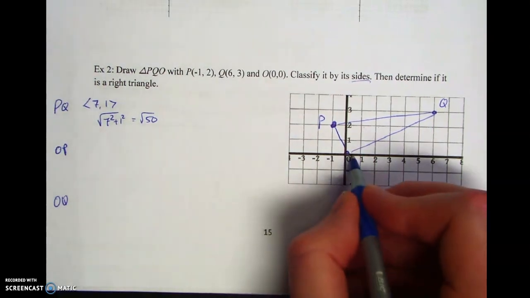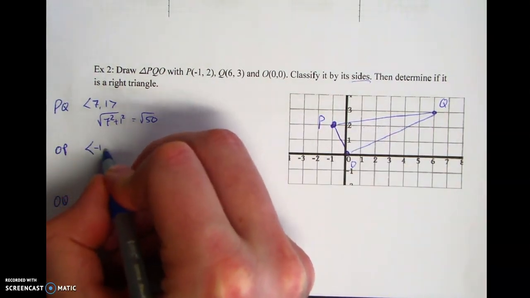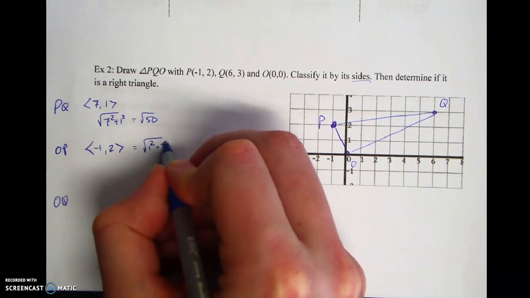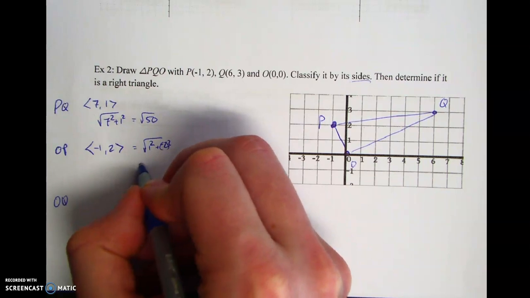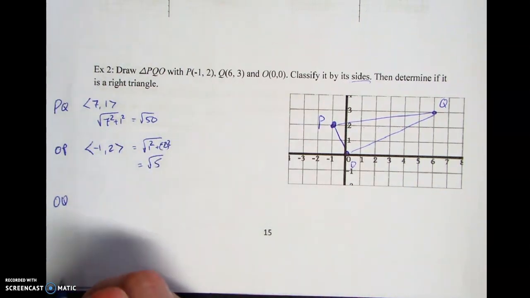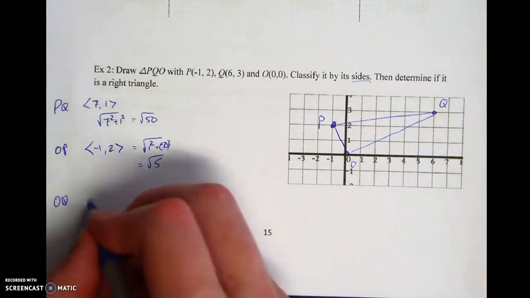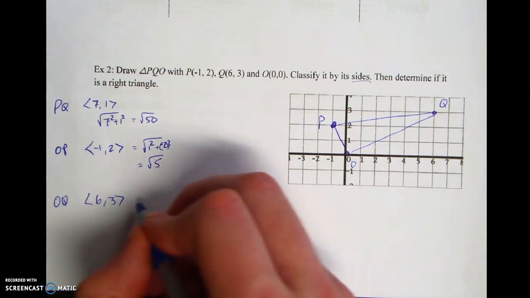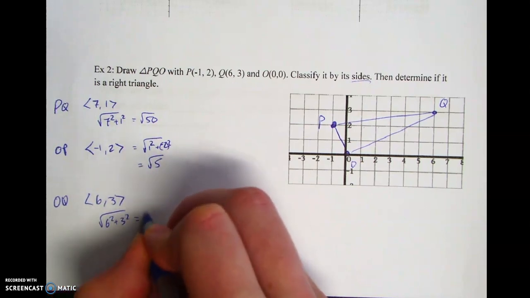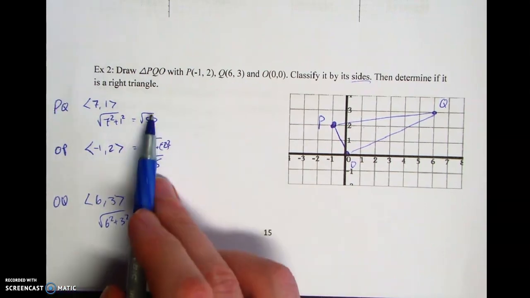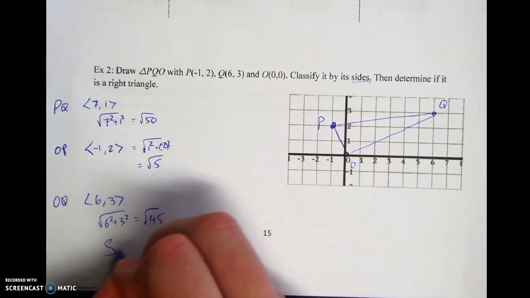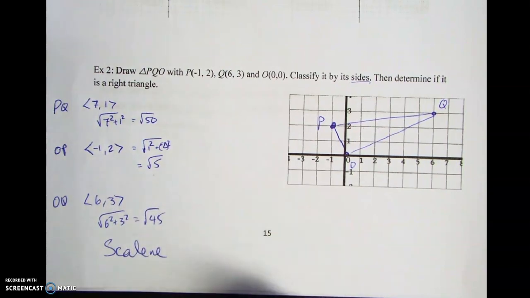For OP, left 1 up 2. So 1 squared plus 2 squared is the square root of 5. And OQ over 6 up 3 is the square root of 45. So right away, square root of 50, square root of 5, square root of 45. We don't need to go to decimal form. We can see that this is going to be a scalene triangle.